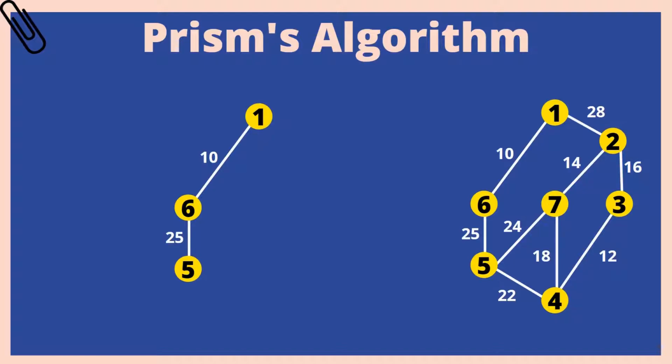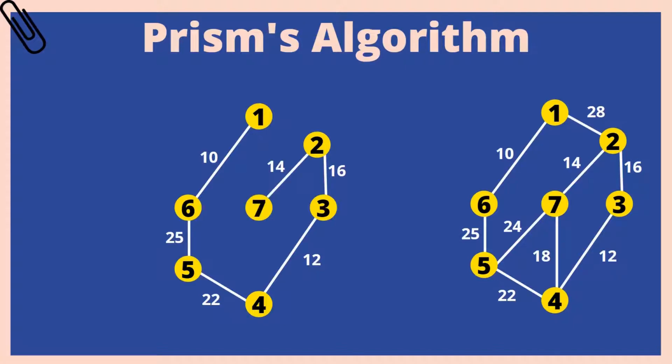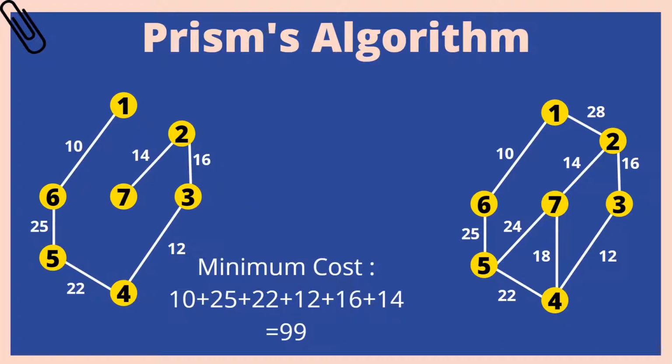So now the next one is 22. Among 22, 24 and 28, the minimum is 22. So we will consider that. Now among 18, 12 and 28, the least is 12. Now 16. And now between 28 and 14, that is 14. So now we got our minimum cost spanning tree. So its minimum cost is going to be 99.